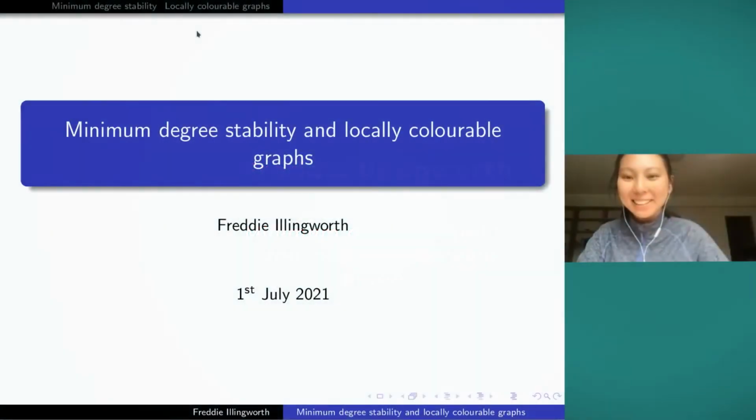Yeah, welcome back to our second half. Let me introduce Freddie Illingworth, who will be talking to us about minimal degree stability and locally colourable graphs.